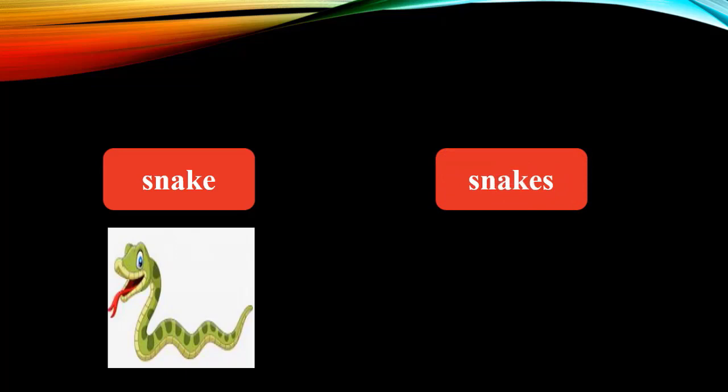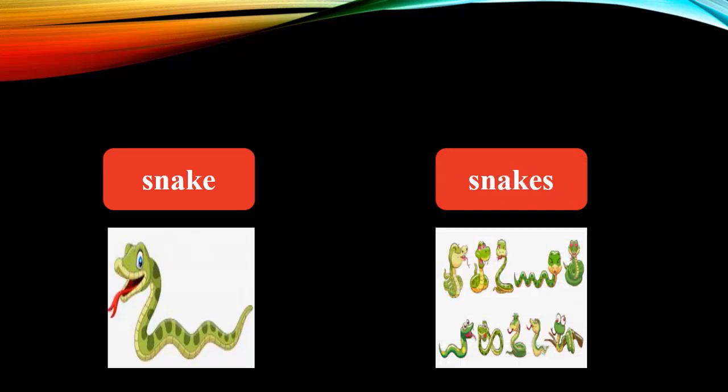Now we will look at fifth word. Fifth word is snake. Snake is a singular word as it is one in number. Plural form of snake is snakes, which means more than one snake.